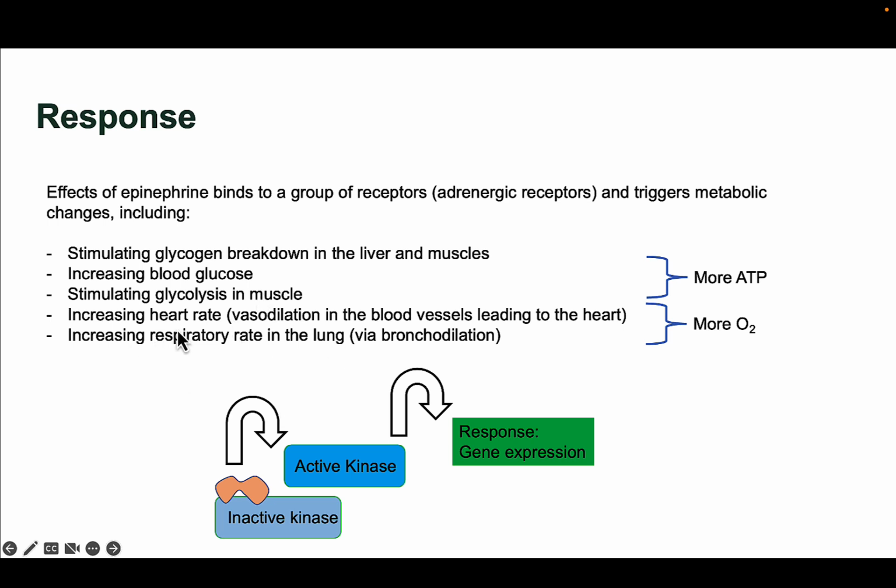If epinephrine binds to heart cells, this increases the heart rate by vasodilation in the blood vessels. And if it binds to cells in the lung, it increases the respiratory rate via bronchodilation. So this means more oxygen, so that this oxygen can be used by the electron transport chain to make more ATP. Now, I don't expect you guys to definitely memorize this list, but I just want to give you a connection to how a signal can transmit into something that's useful for a multicellular organism.